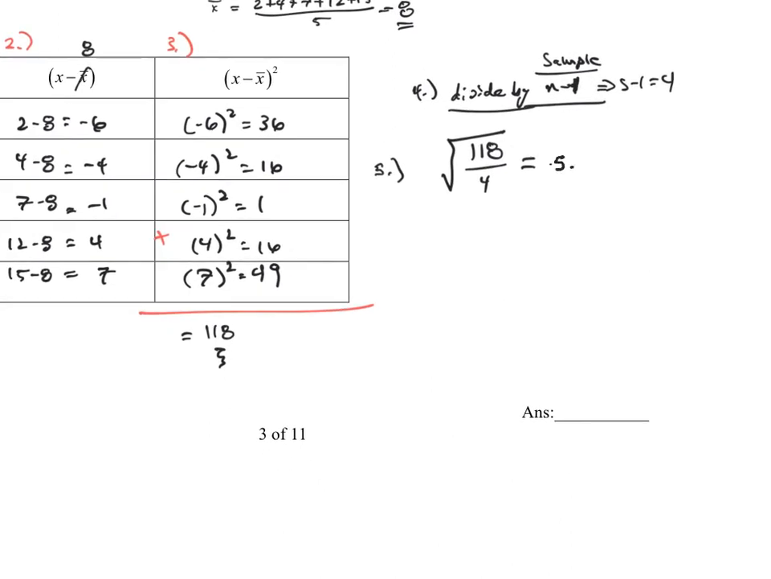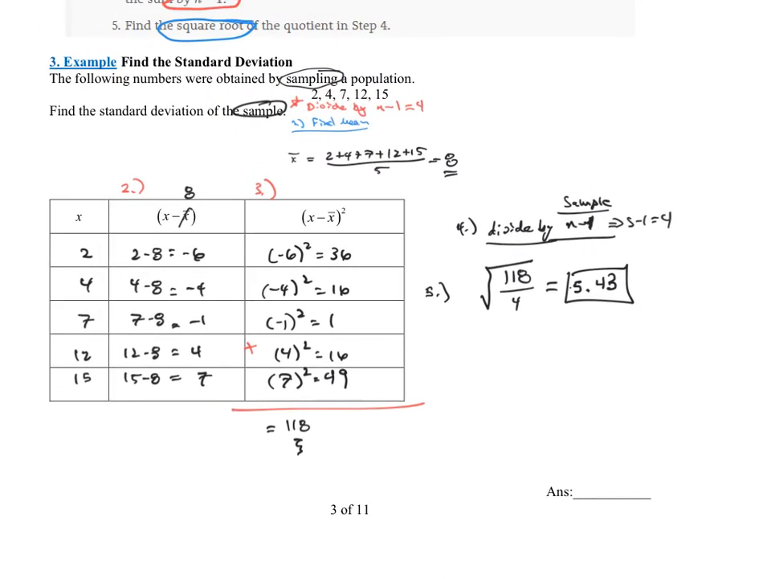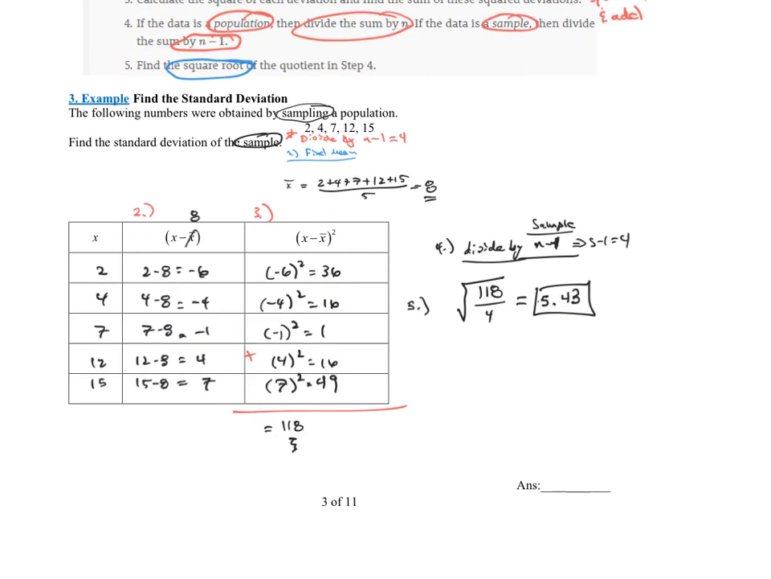I'm going to say the standard deviation is about 5.43. Please double check my math on that one. Make sure you're getting the same thing, okay? So 5.43 is the standard deviation. So what the heck does that mean? Standard deviation is a measure of dispersion.